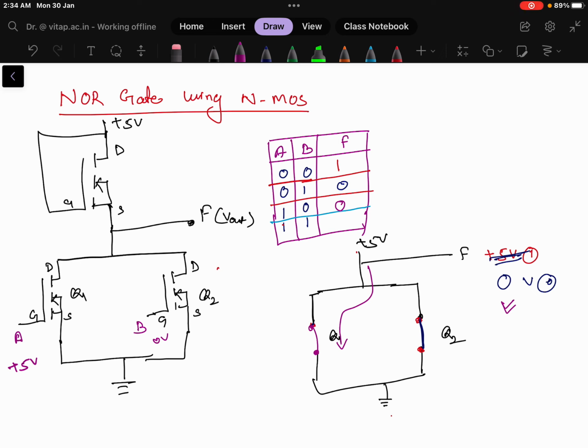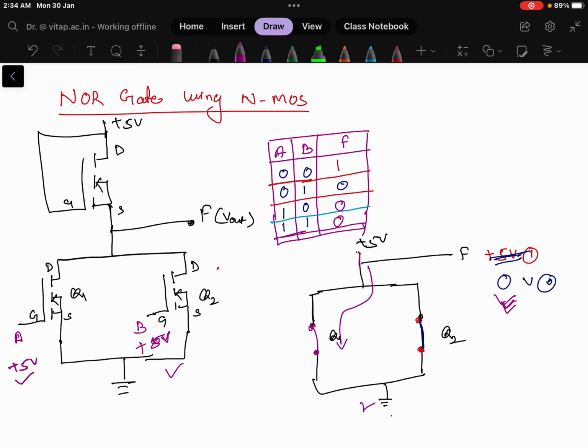Next case is if both the values are 1. What will happen if both the values are 1? Here I will be giving plus 5 volt. Q1 is short circuited and Q2 is also short circuited. If both the MOSFETs are short circuited, then current obviously will go through the short circuit to the ground, and in this case we will get 0 volt again. So here the output will be 0.